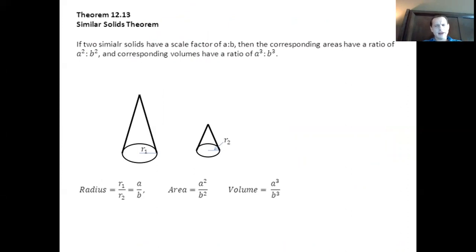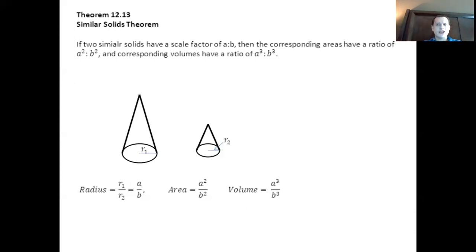To simplify things a little bit, let's do a callback to old geometry skills. Here's a theorem I found online for similar solids. If you have two similar solids with a scale factor of a to b, all it means is they're the exact same shape. The big cone here is the same shape as the little cone. They're similar figures, one's just scaled up in size. The scale factor is called a to b. In this case, if you look at the two, just pick any dimension. It could be their heights, it could be their radii. This example on this slide said the radius.